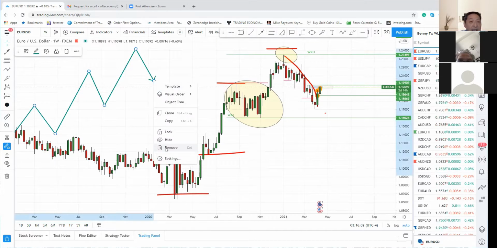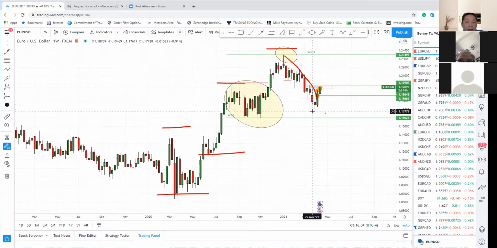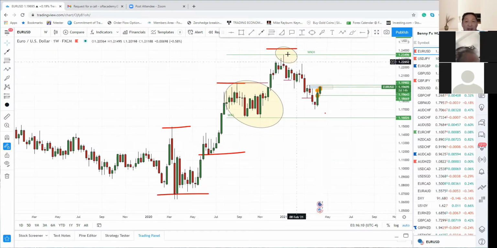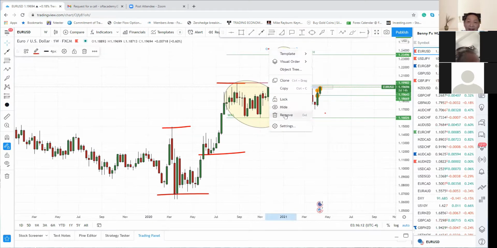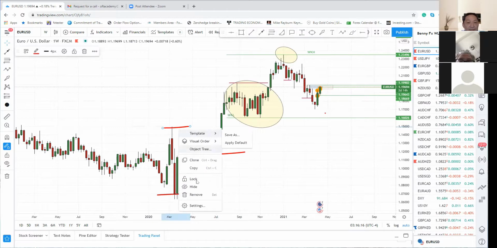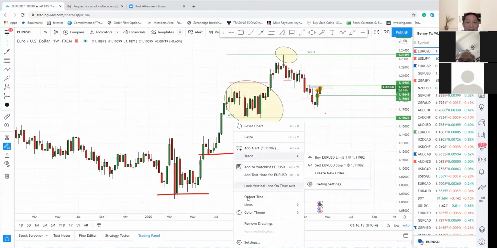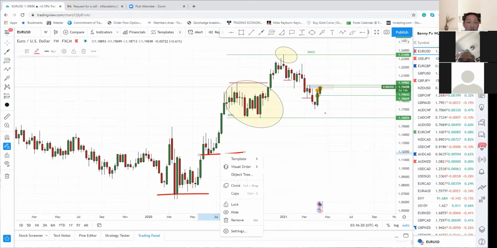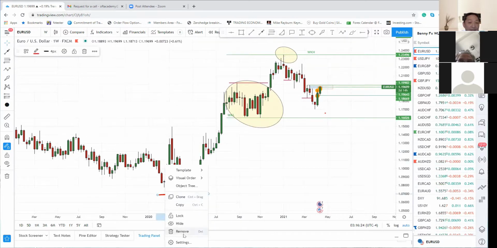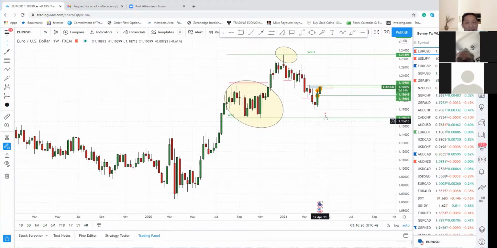Okay, so now we understand this. Weekly time frame is in an uptrend. Daily time frame is actually in a downtrend. So what are you going to do? Are you going to trade? Are you going to sell? Are you going to buy? You're going to buy, right? We're going to trade in the direction of the higher time frame trend, which is the weekly.